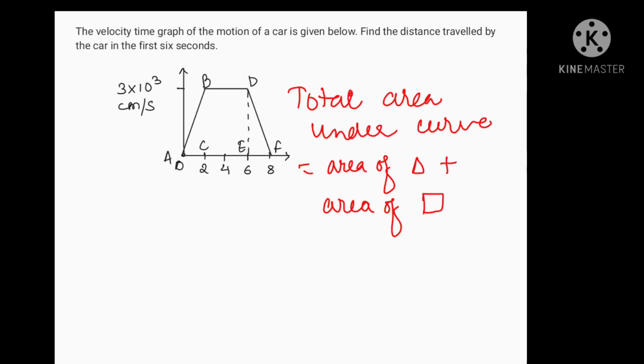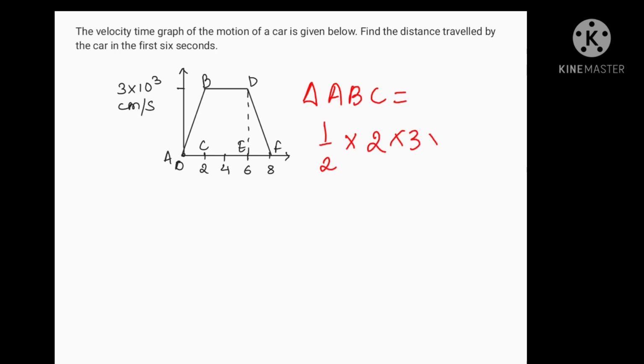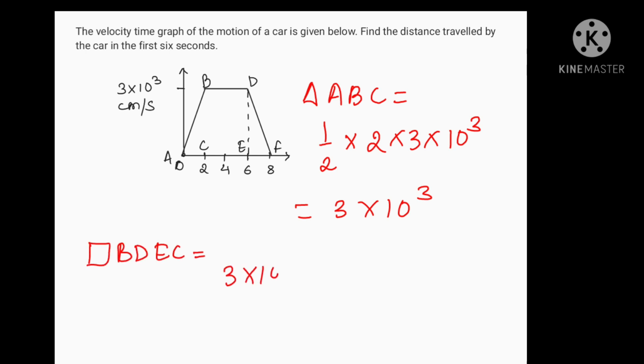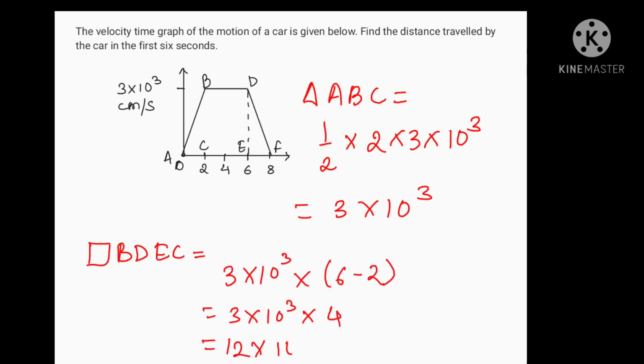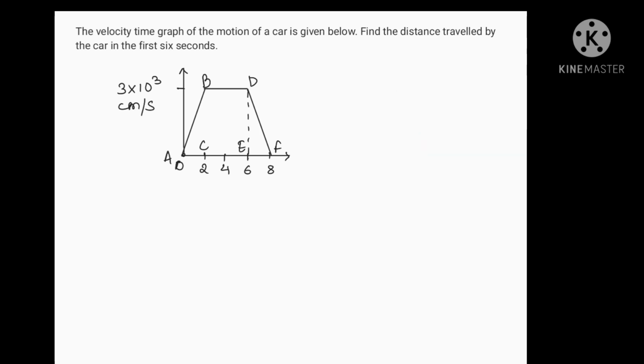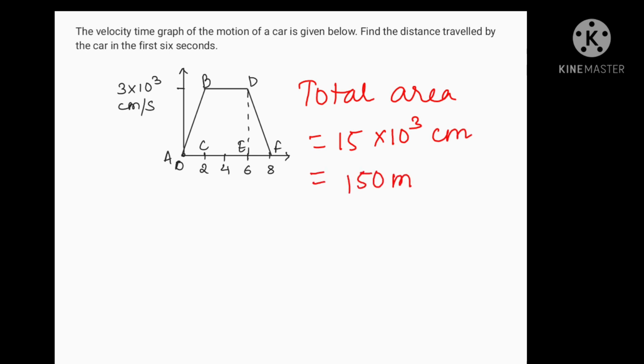Area of triangle ABC would be half into 2 into 3 into 10 to the power 3. And for the area of the rectangle BDEC, we have one side as 3 into 10 to the power 3 and the second side would be 6 minus 2, that is 4. So area of rectangle would be 12 into 10 to the power 3, which gives us a total area of 15 into 10 to the power 3 centimeter, which is equal to 150 meter.